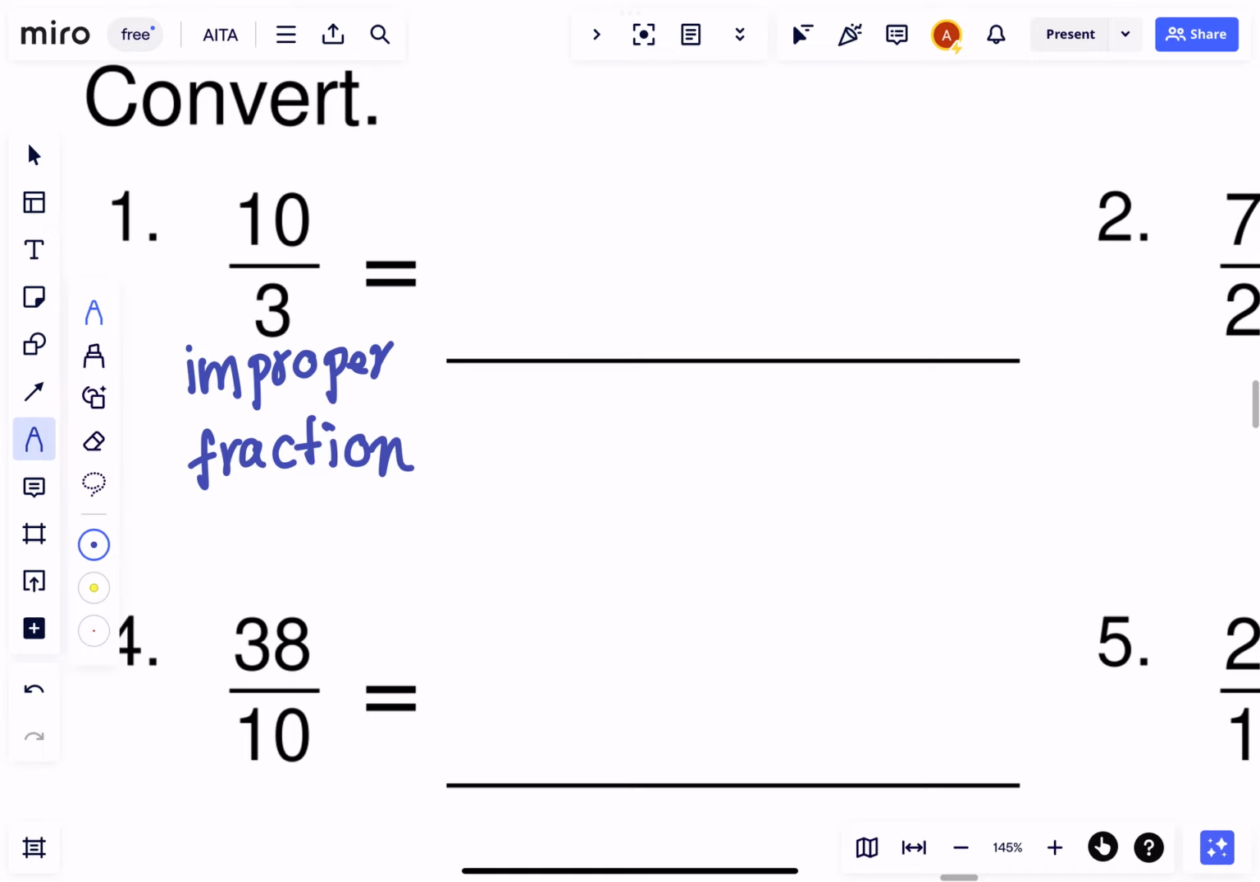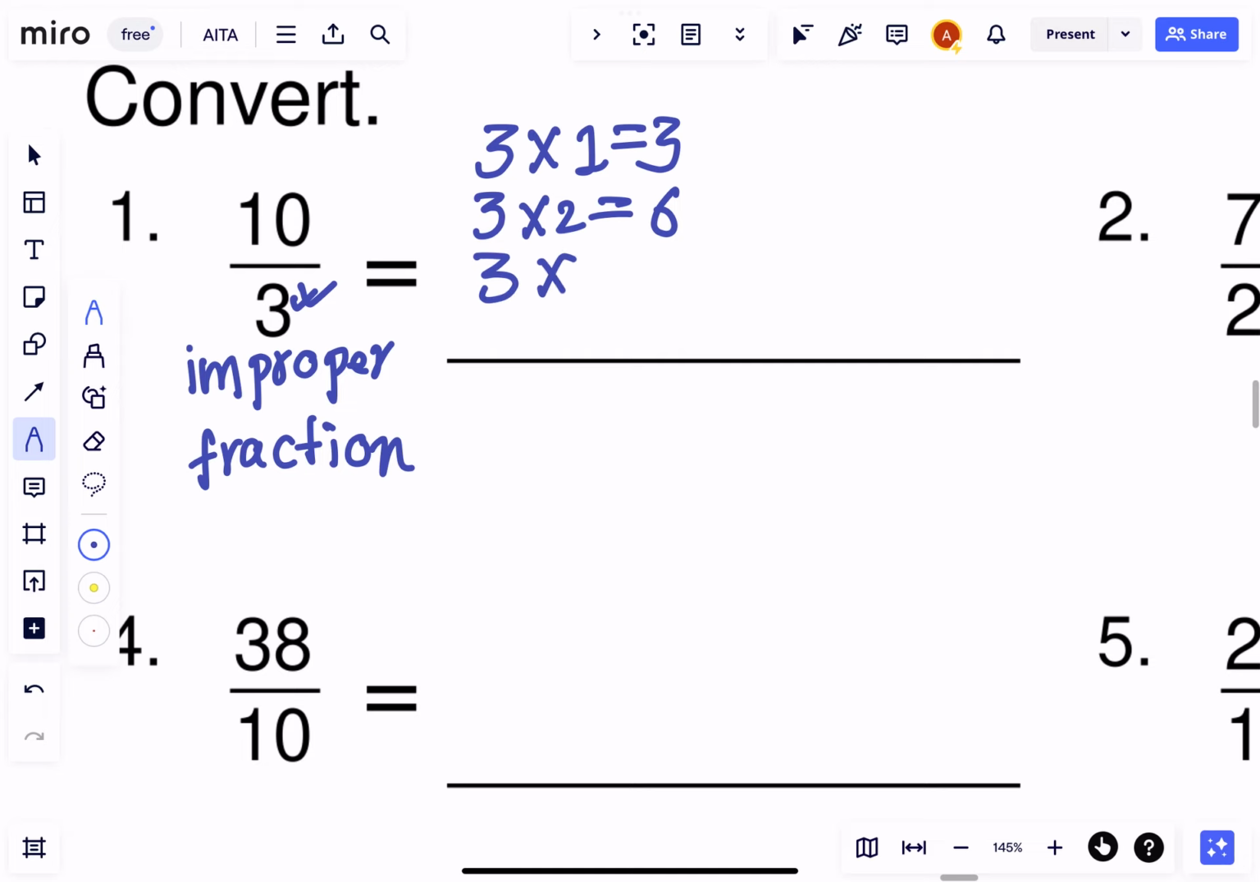Okay, so now the game is that, remember, we are doing the opposite of what we just did, right? So everything has to be with numerator 3. So we ask ourselves, starting from 3, what is the farthest that we can go to get 10? So 3 times 1 is 3, 3 times 2 is 6, 3 times 3 is 9, and 3 times 4 is 12.